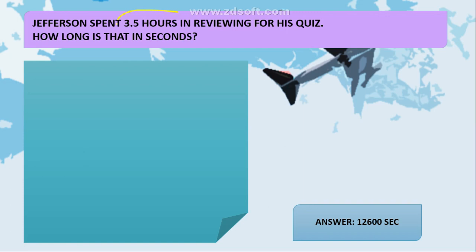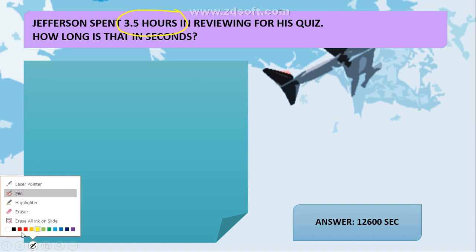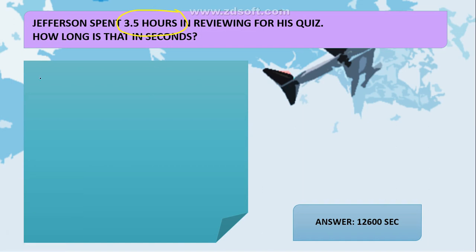Para hindi na kayo magkamali. Diba, ang hirap naman kapag walang label sa umpisa, pwede kayong malito, tas magkamali. O diba, sayang yung effort yung pagsagot. So, again, the first thing that you have to do is label your given. So, we have 3.5 hours.